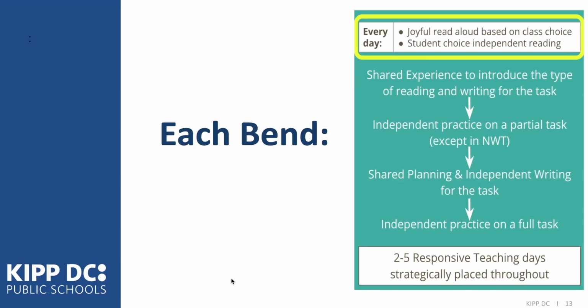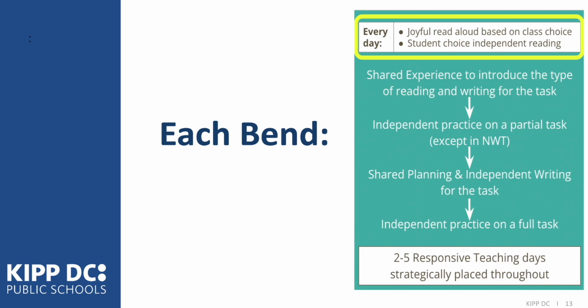What does each band look like? First, we start with joyful read out loud based on class choice. Then we move into student choice independent reading for a total of 45 minutes of our block, where students will either engage in a class read out loud, or they will be reading independently for 30 minutes.